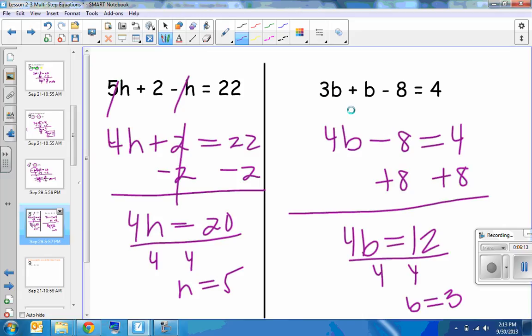Over here, I have 3b plus b minus 8 equals 4. 3b plus b is 4b. Bring down my minus 8 equals 4. Opposite of subtracting is adding. I'm going to add 8 to both sides. 4b equals 12. Divide both sides by 4, and b equals 3.